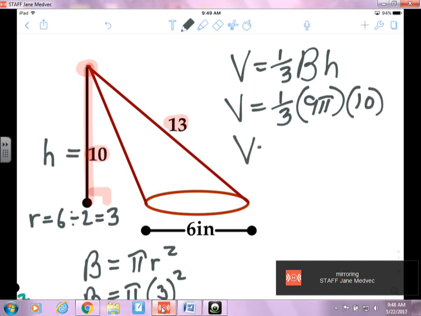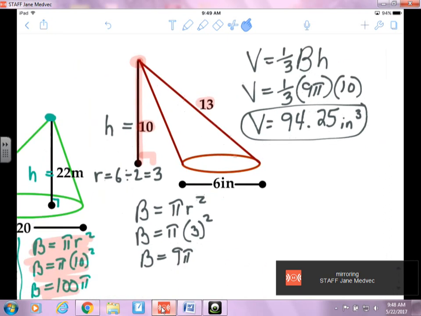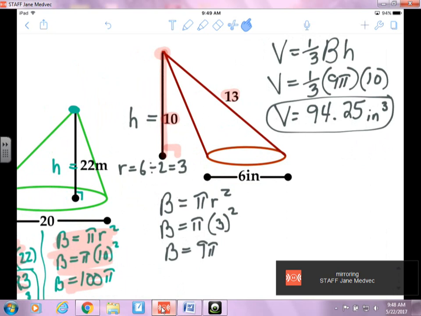So my volume then, grab my calculator. I end up with 94.25, and that would be inches cubed. And notice again, it has 3 lines of work: formula, plug numbers in, and I have my answer, and you circle the answer. Okay?